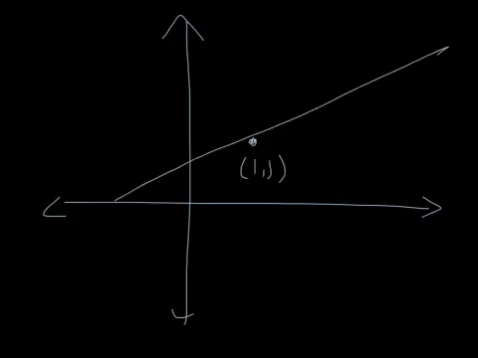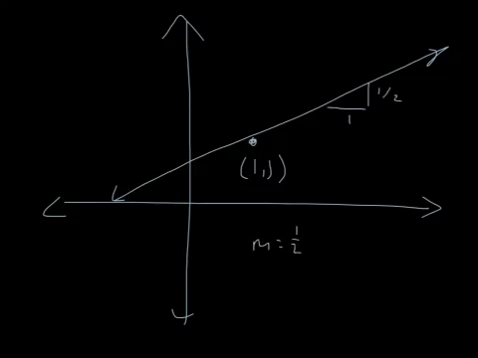Let's say, again, I'm at the point 1, 1. And I have a slope of 1/2. So that means that, if I go over 1 in the x direction, I'm going to go up 1/2 in the y direction. So I've got a slope of 1/2.